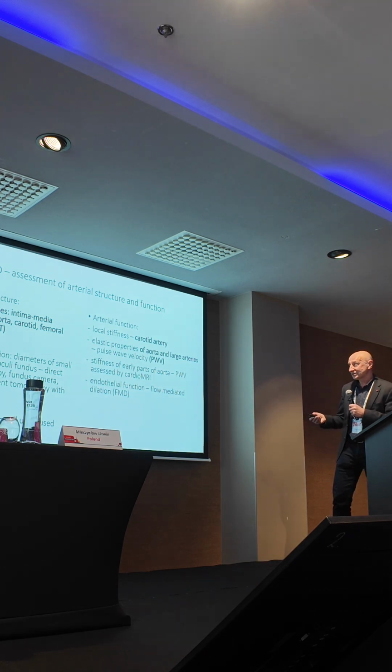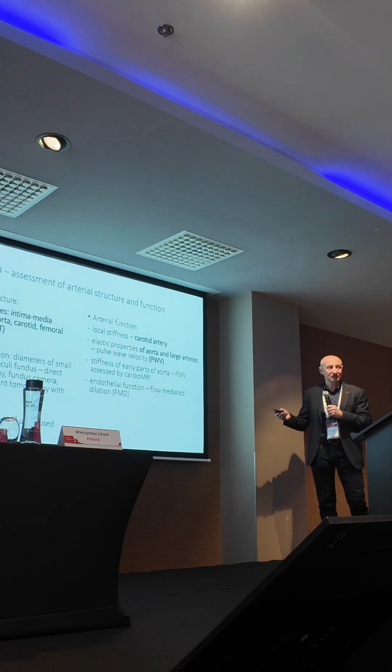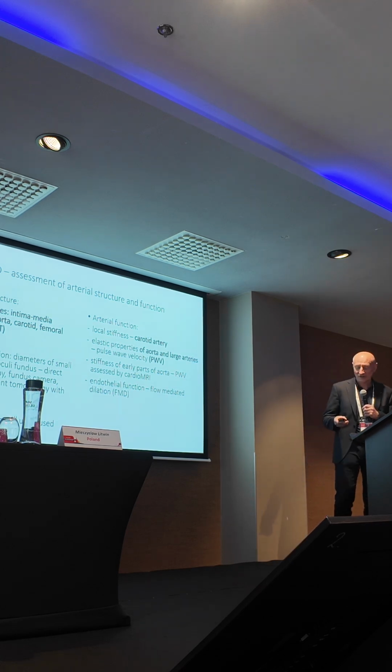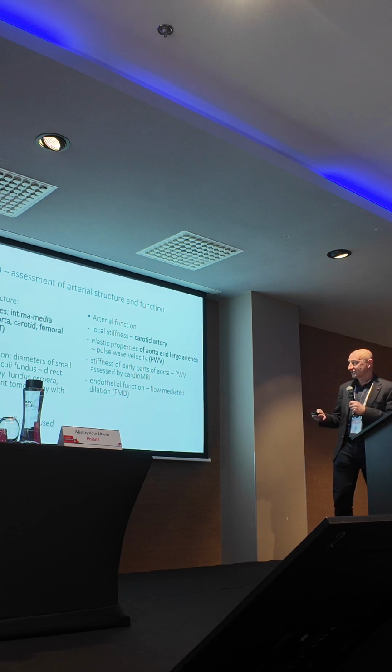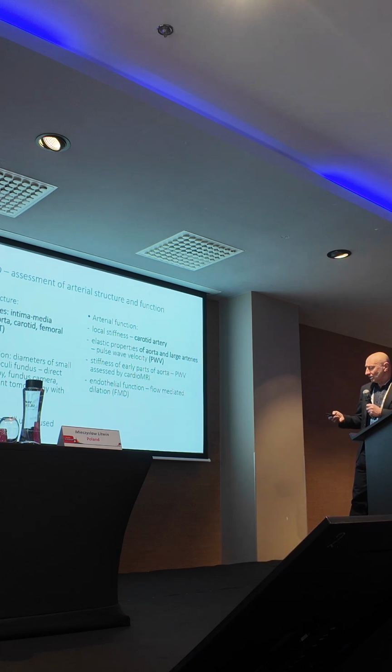Arterial function. Okay, we can assess also arterial function while measuring carotid media thickness. When we measure at the same time blood pressure, we can assess also local stiffness of carotid arteries. There are some formulas to assess it. And we did it in some studies, like in ESCAPE study, where we assessed the local stiffness of carotid arteries in children with chronic kidney disease. However, it's not done on a regular basis. More often, we assess arterial function by assessment of elastic properties of aorta and large arteries by analyzing pulse wave velocity.